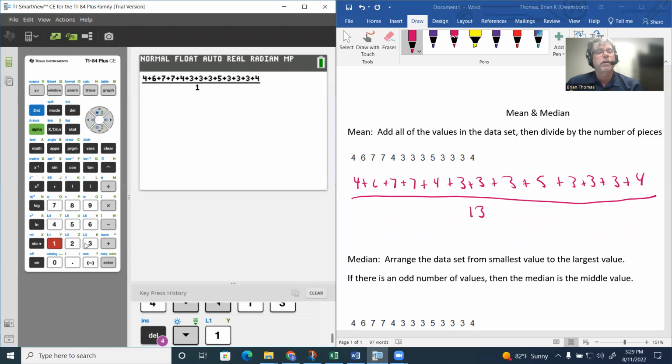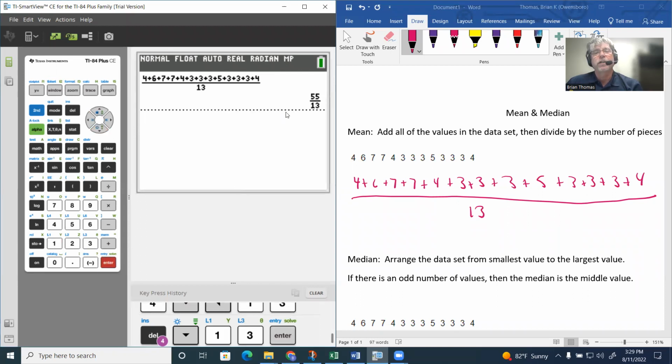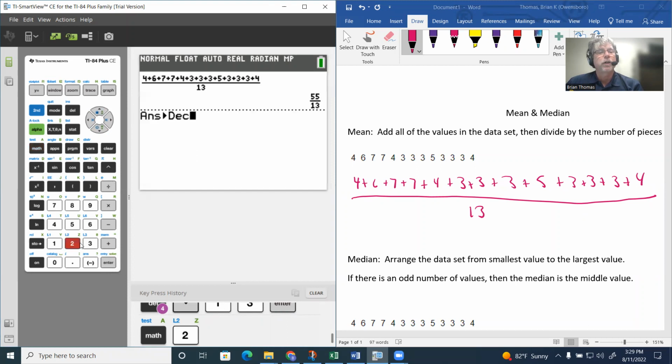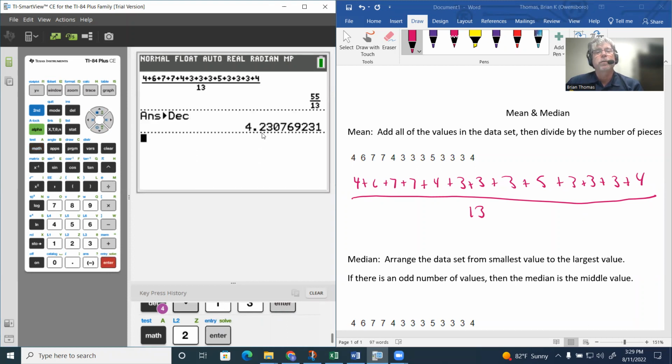If I put that 13 in and hit enter, that's going to give me 55/13. So that answer would be a fraction. In my lab math, they may keep that as a fraction, but if they want you to change that to a decimal, I can hit the math button, and number 1 says change to a fraction. Number 2 says change to a decimal. If I choose number 2, it'll change it into a decimal for me of 4.230769.